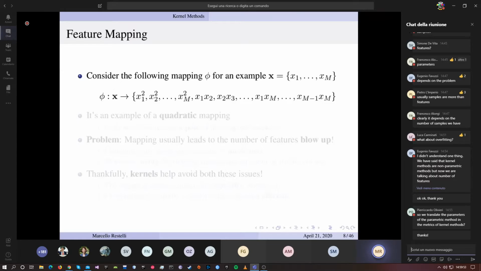For instance, suppose that you want to do this kind of feature mapping. So you start from data X that has M components, and then you want to do a feature mapping that starts from these M components and maps to, for instance, in this case, all the second-order monomials. So how many second-order monomials do you have here? If you have M features, how many are the monomials that the mapping phi will produce?